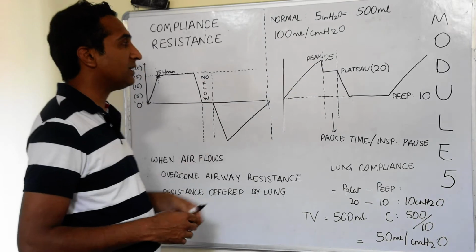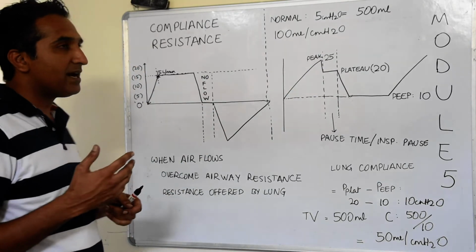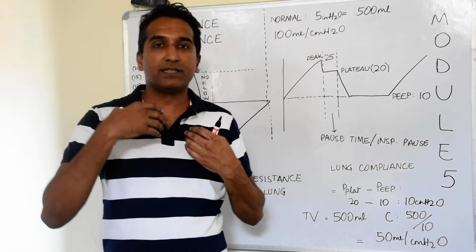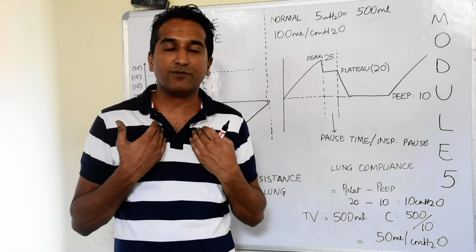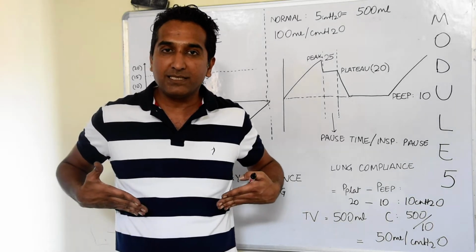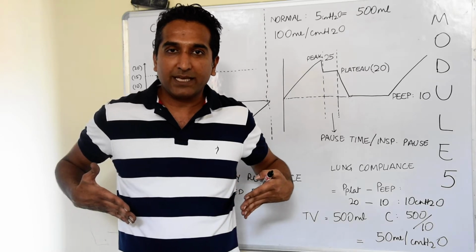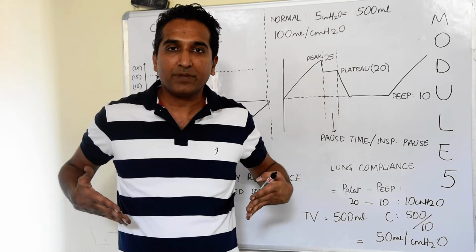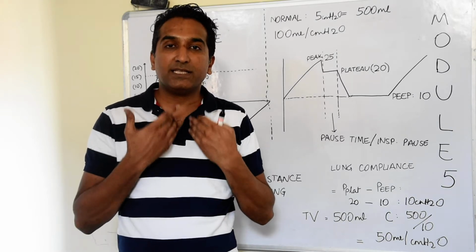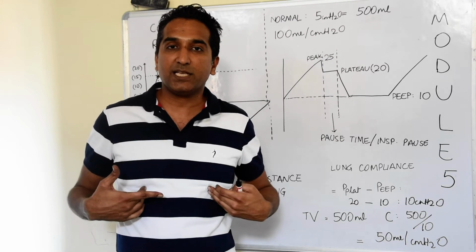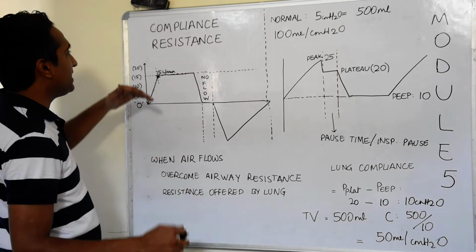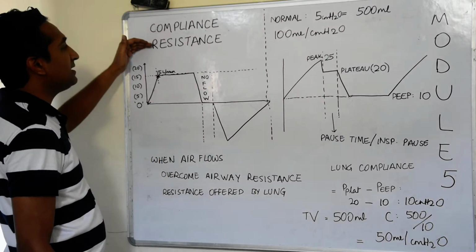per centimeter of water. Now, when we are delivering a breath on a ventilator, we know that the air has to overcome the resistance offered by the upper airways, and then it has to overcome the resistance offered by the lungs, which are going to expand, which will require a particular amount of pressure. And we are interested in calculating both the resistance offered by the airways as well as the resistance offered by the lungs. This is calculated in terms of compliance and resistance.